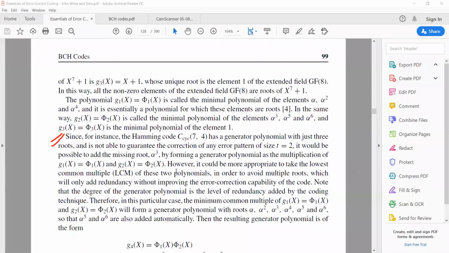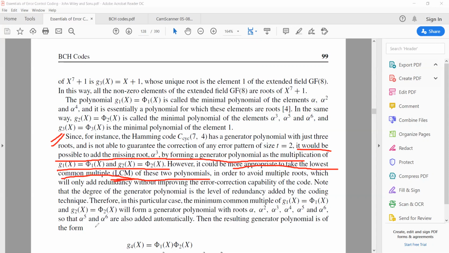So here it is written that it would be possible to add the missing root alpha cube by forming a generator polynomial as a multiplication of g1(x) and g2(x). However, it would be more appropriate to take the lowest common multiple, or LCM, of these 2 polynomials. That means we have to take the LCM of the roots of g1(x) and g2(x). So then we will have all the possible roots.